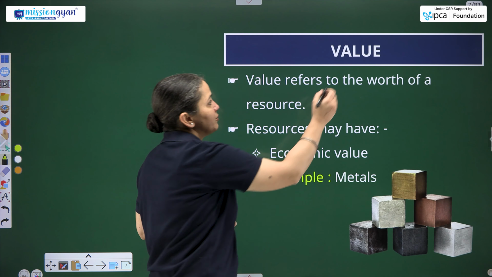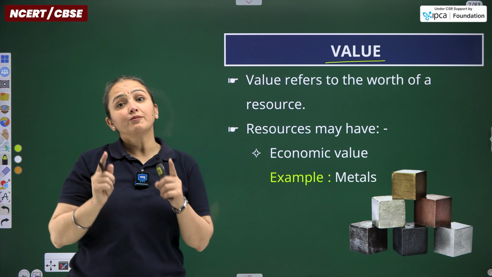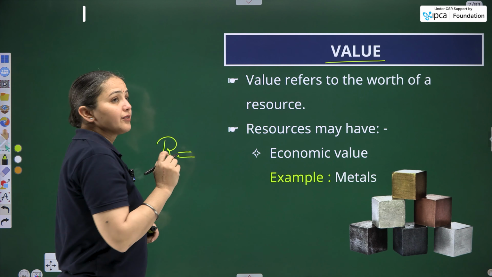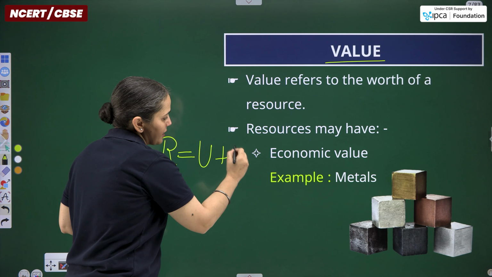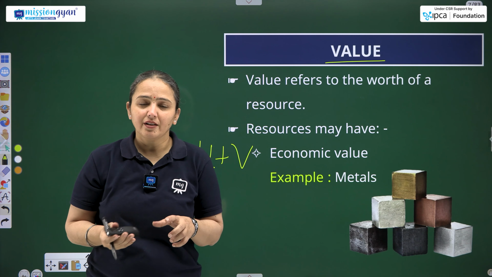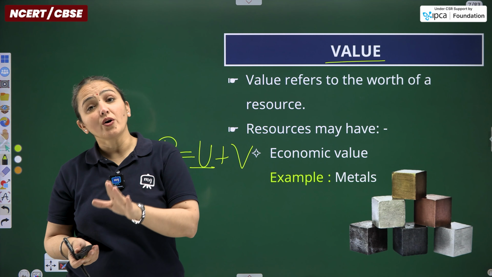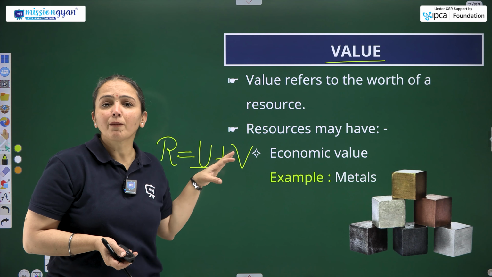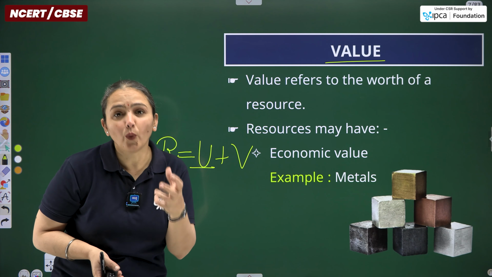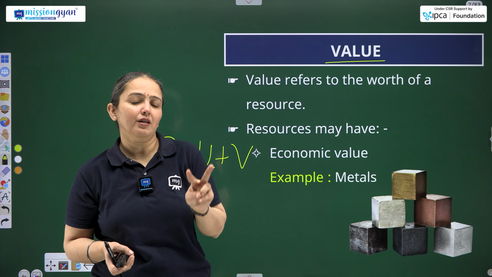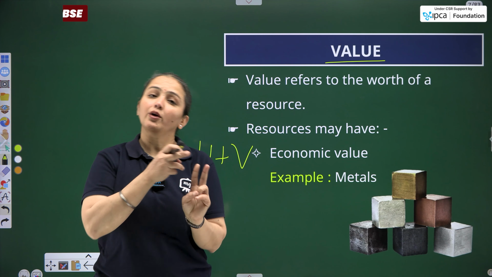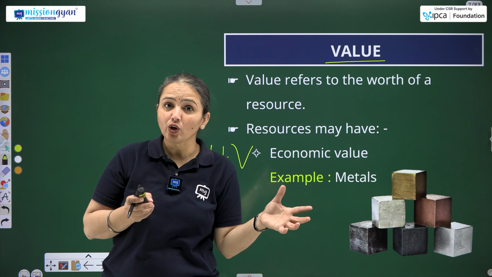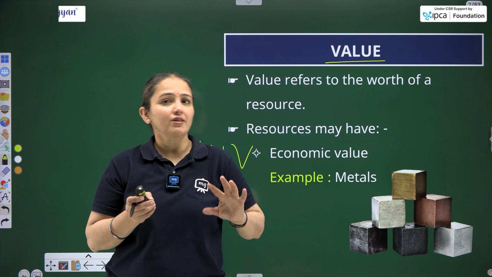Now, talking about the term value. Without this term value, you cannot define resources. Let me repeat that once again for you: resources equals utility plus value. Utility is the usability of any object or substance that transforms it into a resource. Due to this utility, that object, that substance gets value. Value can be discussed in two terms: economic value and non-economic value. Economic value is through which one is earning, and non-economic is where there is no earning, no money matter.